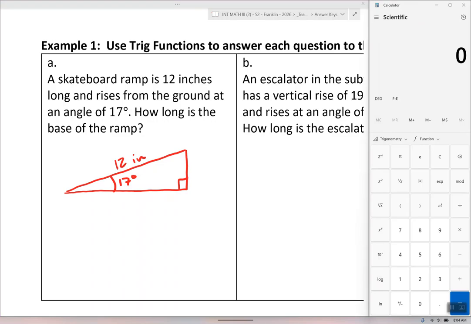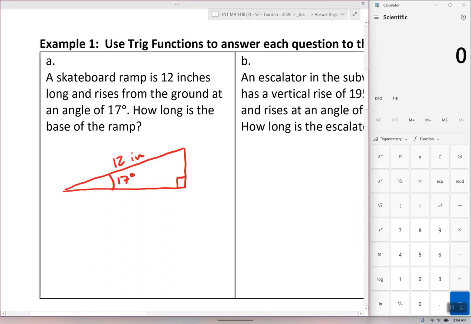So we can draw our picture like this, and then we have to decide which function to use. Now it says how long is the base of the ramp? So that would be this side here. Well, from our angle, we have the hypotenuse and we have the adjacent side. So we need to use cosine. So we can set up our function equation.